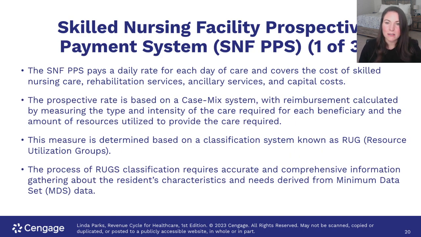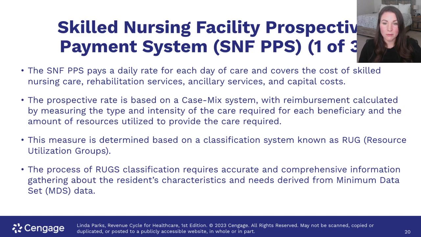Until the late 90s, nursing homes were reimbursed by a retrospective system that was cost-based. So it depended on routine, ancillary, and capital costs. Then in 1997, the Balanced Budget Act mandated that skilled nursing facilities use the Skilled Nursing Facility Prospective Payment System, so SNF PPS. This pays a daily rate and still takes those three components into account, right? The routine, ancillary, and capital costs, and includes also rehab services.